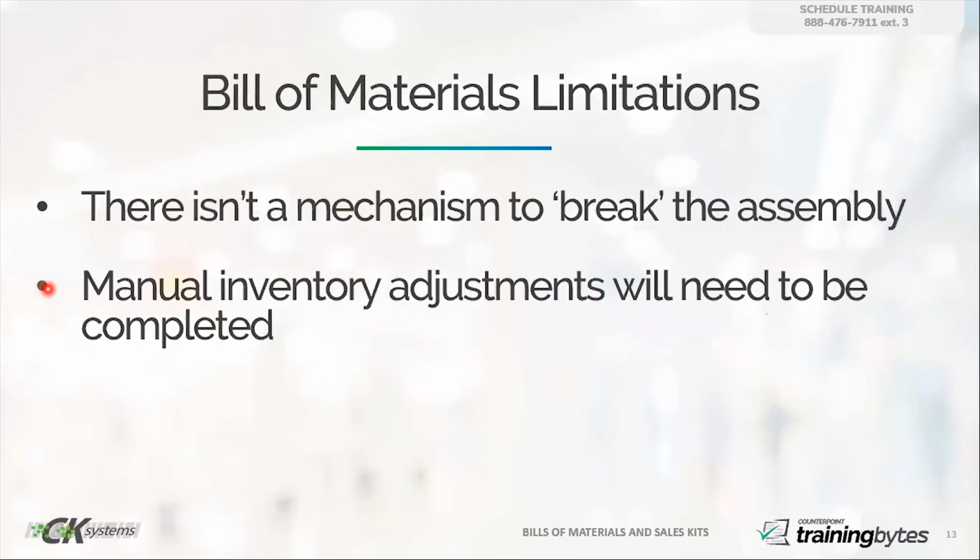Some limitations to a bill of material: if you make, let's say, for example, 3 gift baskets, and you only sell 2, there isn't a mechanism to break the assembly. You basically have to do manual inventory adjustments if you want to sell those items separately and take apart the gift basket. So you'd have to do a downward adjustment on the finished product and an upward adjustment on the components.